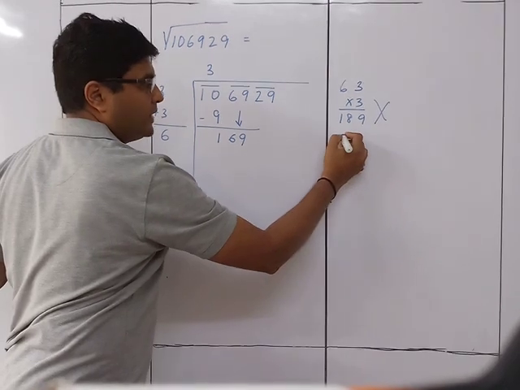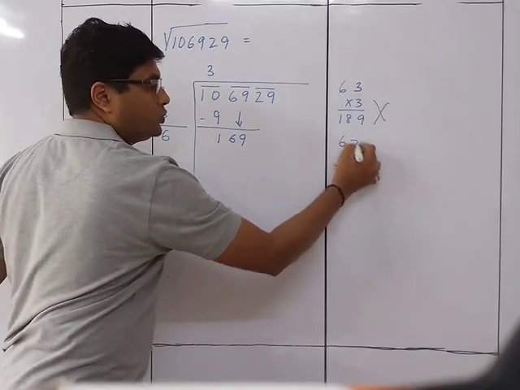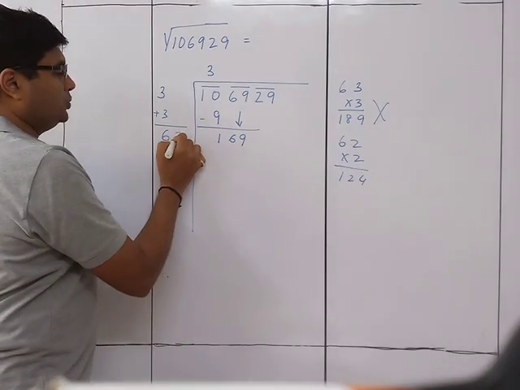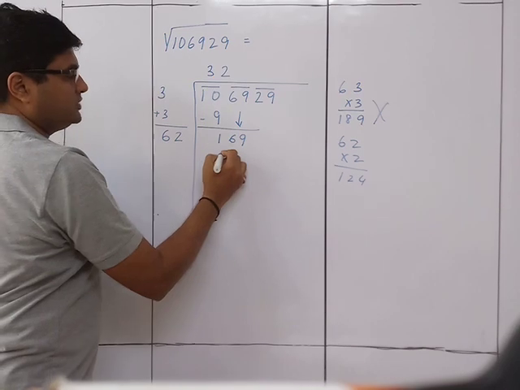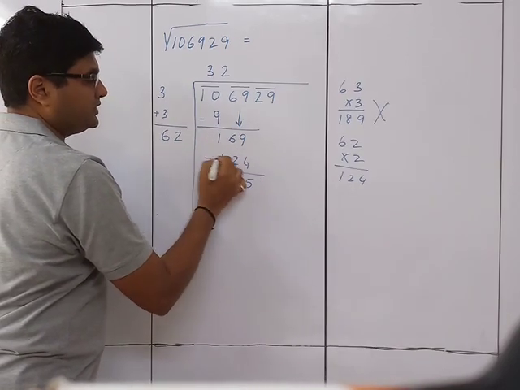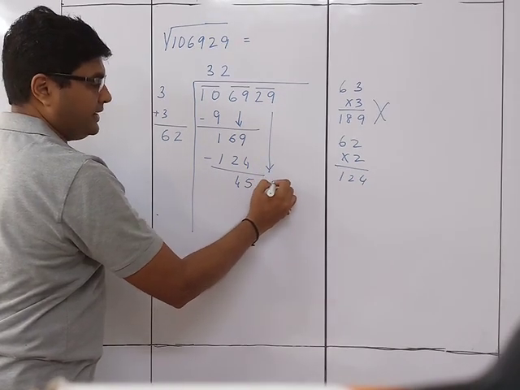I need to take the next one, so it will be the previous one. So 62 into 2. 2 2s are 4 and 2 6s are 12. So that is 124. We subtract it to get 5, 4, and this goes down as 29.